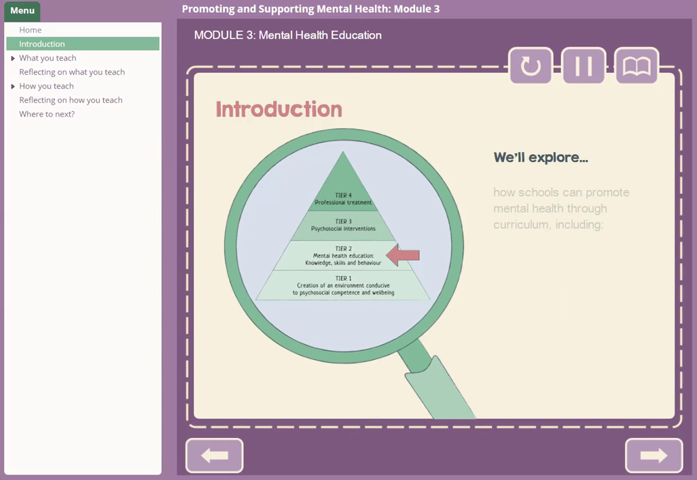We'll look at strategies you can use to promote mental health through the curriculum, that is, what you teach, and your pedagogy, that is, how you teach. To get started, click the forward arrow now.